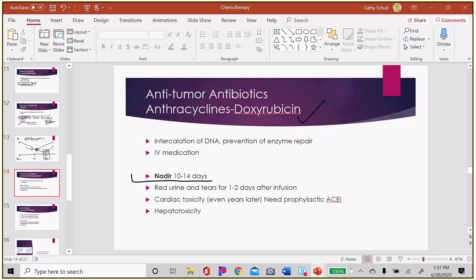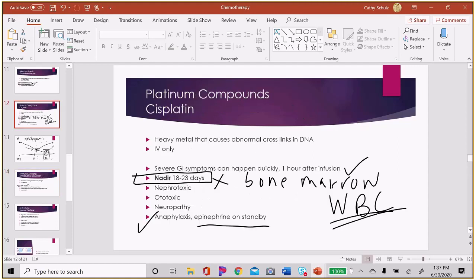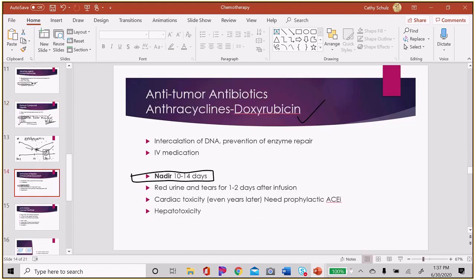This one has a nadir that's earlier than cisplatin. We said it was 18 to 23 days. So in my picture, I said about 20 days. The nadir for doxorubicin is 10 days. So that kind of changes the protection time of the patient, or when we might give the growth factor to prevent them from experiencing a bad infection.